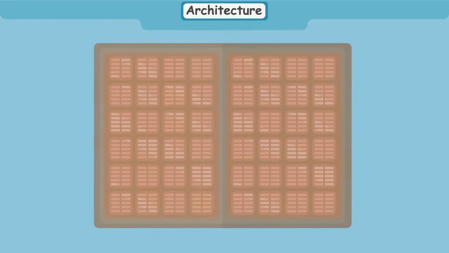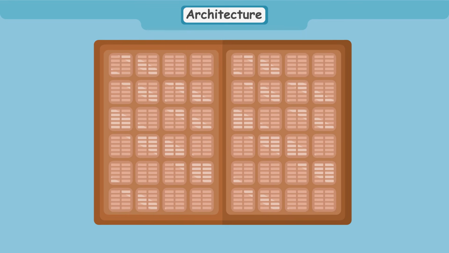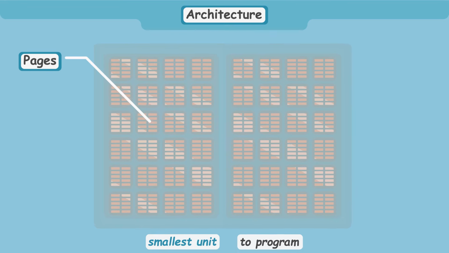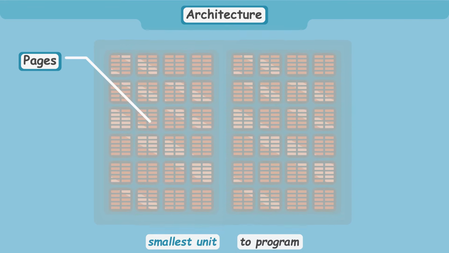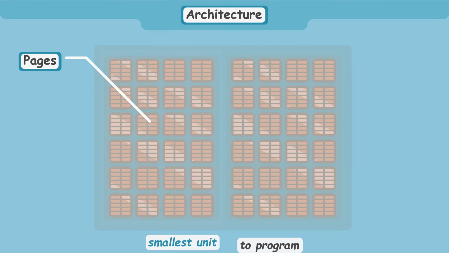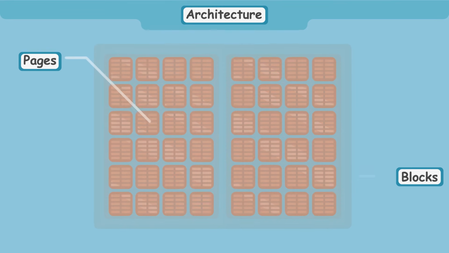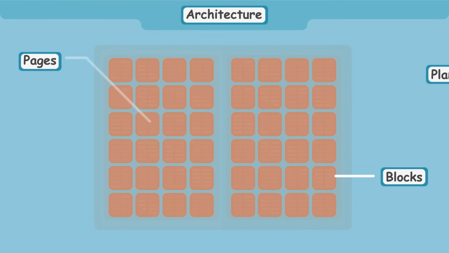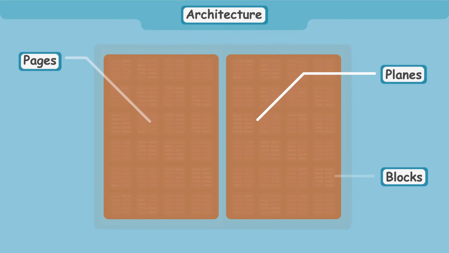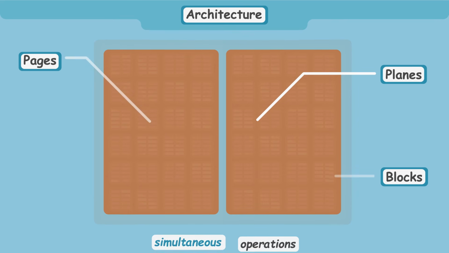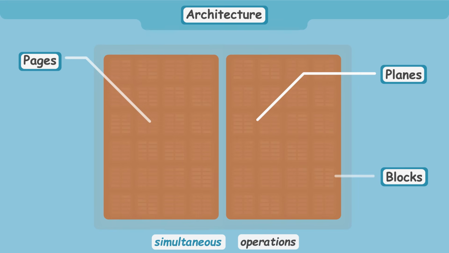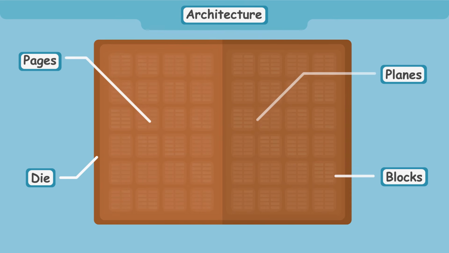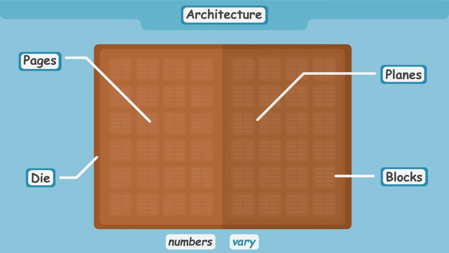Talking about blocks, how are NAND or NOR flash generally arranged on a microchip? At first, pages. Pages are the smallest unit that can be programmed. In NAND flash, strings of memory cells make up pages. A certain number of pages makes up a block, and blocks are the smallest unit that can be erased. Blocks are organized into planes, which can perform read and write operations simultaneously. Usually, there are one or more planes on one die. The different numbers of pages, blocks, or planes vary from manufacturer to manufacturer.